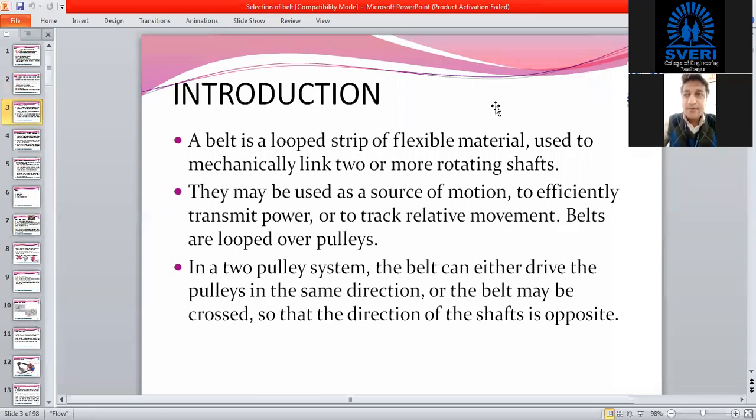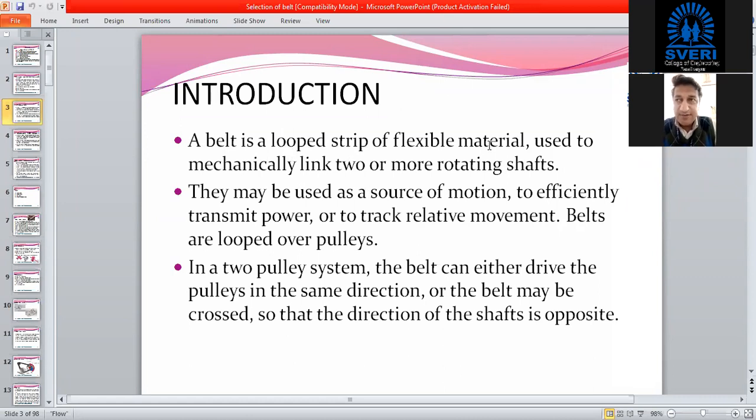Now, if we are going to see the introduction of this belt, then when we are going to define that belt, this belt can be defined as a looped strip of flexible material.